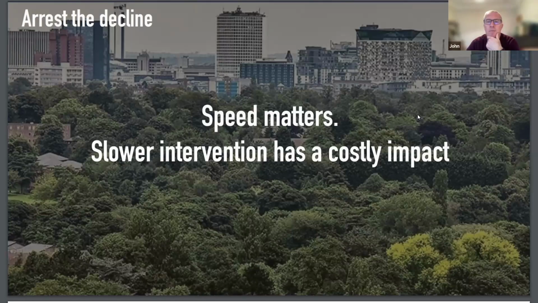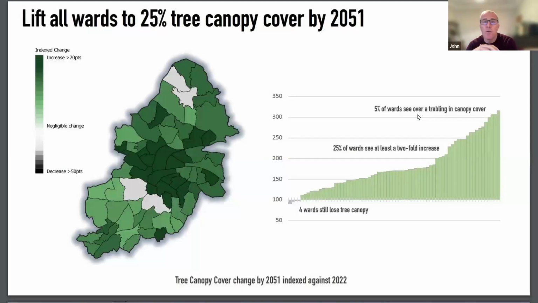Next slide, please. The other option was lifting all wards to 25% tree canopy cover. So where would that take us? It looks very good. All that green on the map, almost every ward growing. Next slide, please.